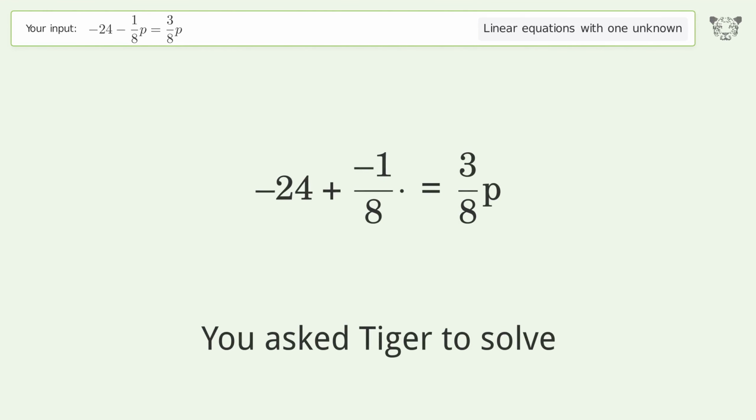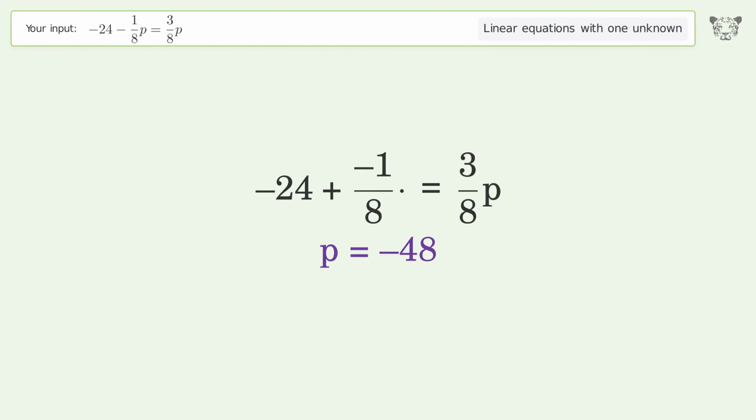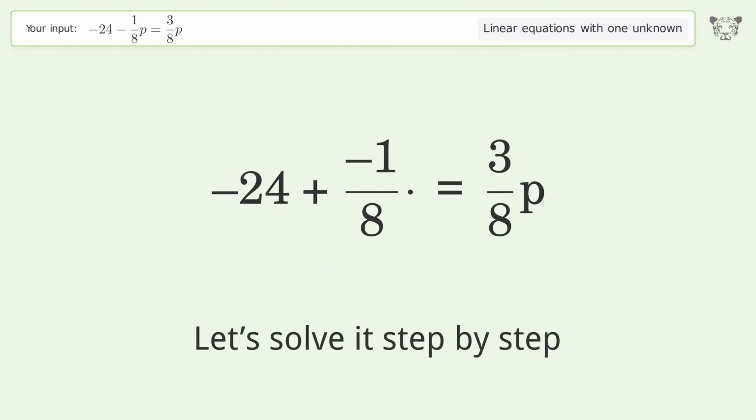You ask Tiger to solve. This deals with linear equations with one unknown. The final result is p equals -48. Let's solve it step by step.